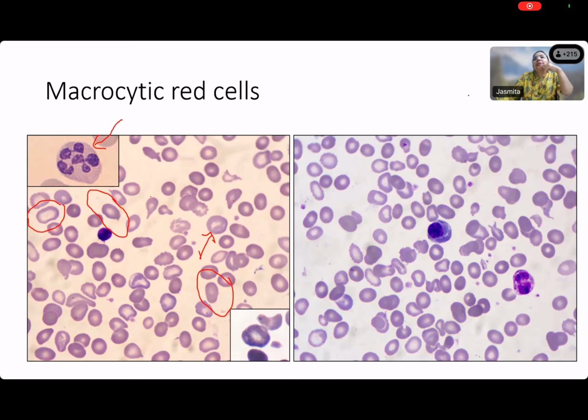So this is hypersegmented. So all of you are absolutely right. This is a hypersegmented neutrophil. So when do we call a neutrophil hypersegmented? We call a neutrophil hypersegmented when you have even one neutrophil with 6 lobes or more, or when you have at least 3 to 5% of neutrophils with 5 lobes.